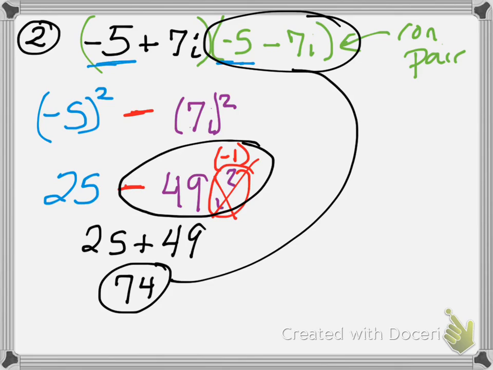So these are our two answers, the conjugate pair and what it is when we multiply it. Tomorrow we'll be using the conjugate pair to help us solve things. Today we're just going to be multiplying with that conjugate pair just to get in the habit of multiplying with it, because that's something we'll be doing tomorrow. Last one.